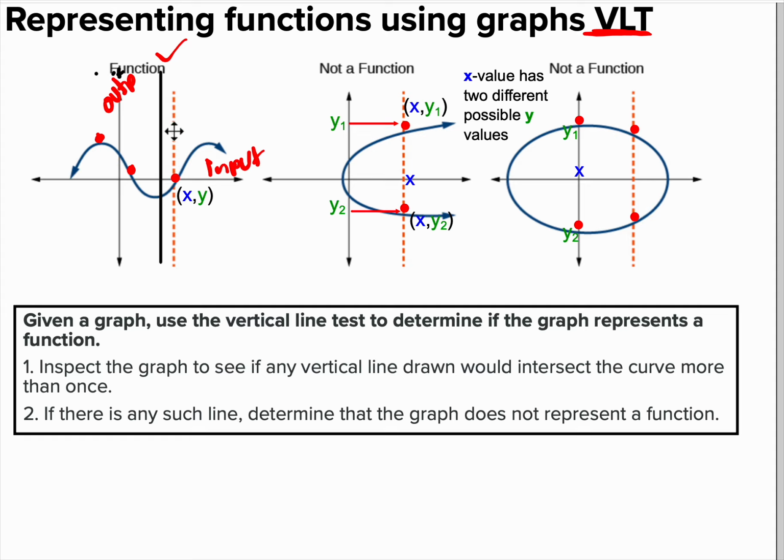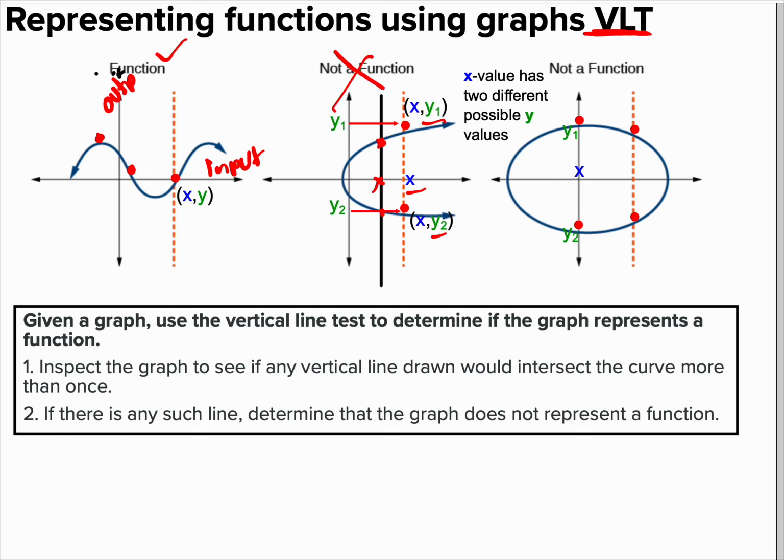If I look at my next example, and I sweep this vertical line from left to right, almost every single input or x value results in two different y values, right? It crosses the graph in two spots. So for each x value, there are two different y values. This is not a function.